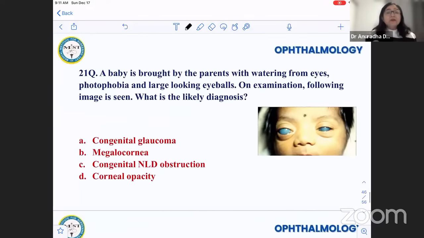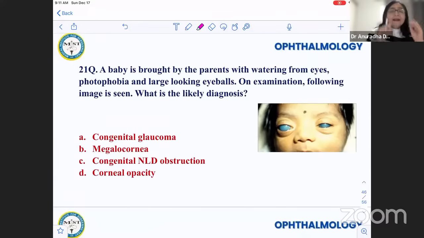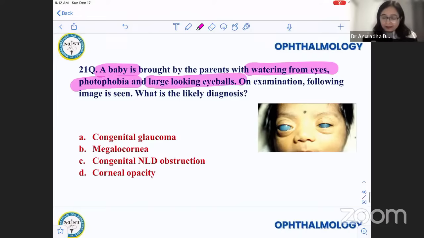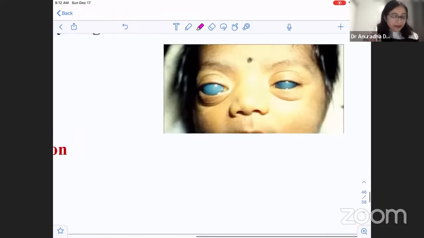Coming on to the next question, a baby is brought by the parents with watering from the eyes, photophobia, large looking eyeballs. On examination, the following image is seen. Again, a classical book picture. Who can tell me the diagnosis of question 21? A baby, watering from the eyes, photophobia, large looking eyeballs, classical spot diagnosis from the image. Yes, buphthalmos or congenital glaucoma.